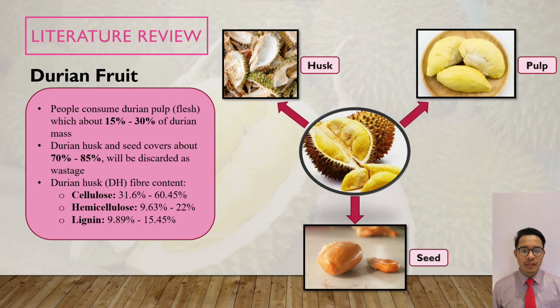The durian husk has a fiber content which includes cellulose about 31.6% to 60.45%, hemicellulose about 9.63% to 22%, and lignin about 9.89% to 15.45%.